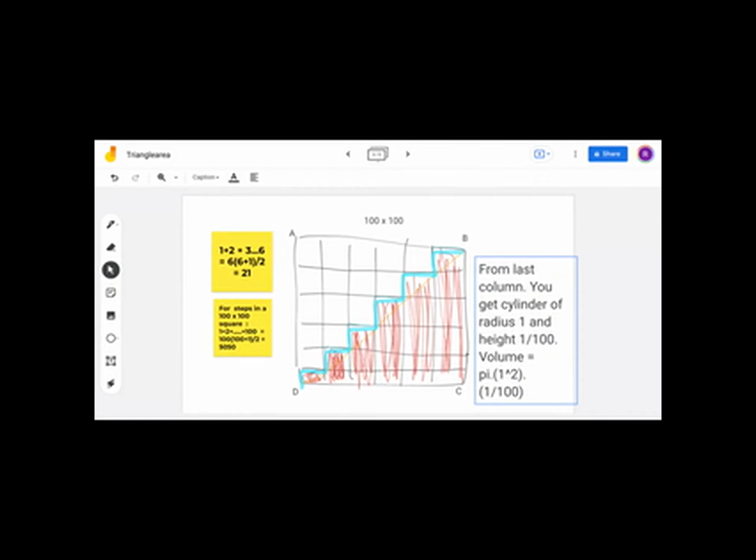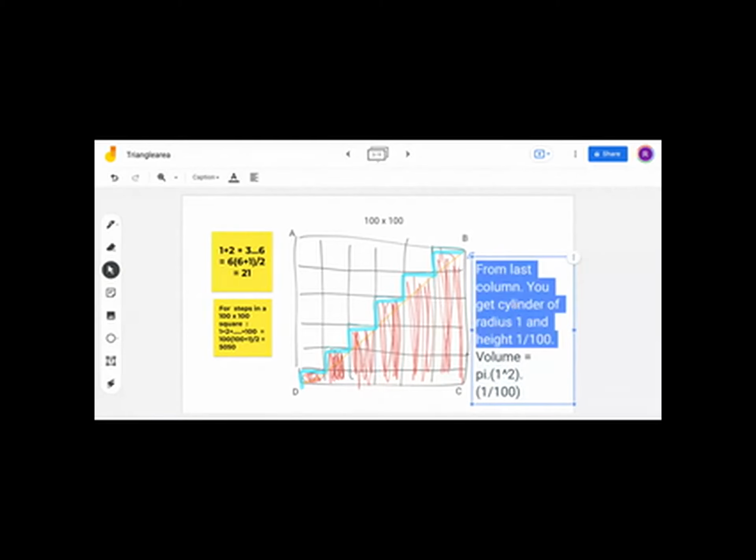So I'm getting these different columns. I'm rotating this column, then this column, and then this column. There are 100 such columns. I'm rotating each one. What will I get from each one? When I rotate this column, I got a cylinder of radius 1 and height 1 over 100. From the other columns, what will I get? We will get different cylinders with the same height and different radius, sir.